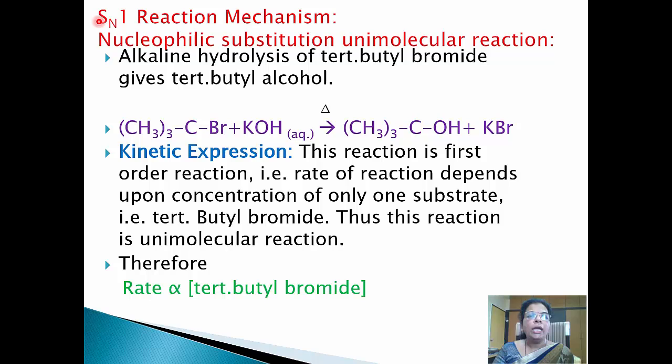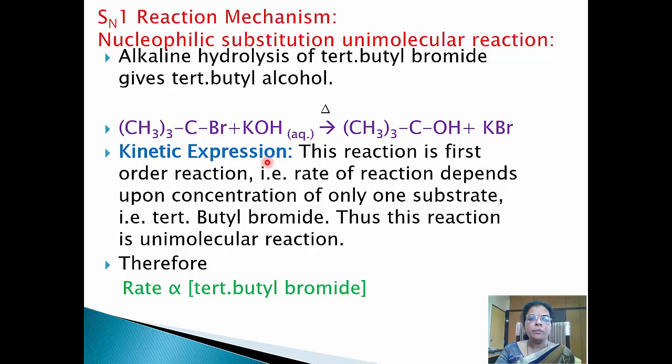Now we are going to see the SN1 reaction mechanism, that is nucleophilic substitution unimolecular reaction. An example of this SN1 reaction mechanism is alkaline hydrolysis of tertiary butyl bromide, which gives tertiary butyl alcohol. The reaction is (CH3)3CBr, that is tertiary butyl bromide. When it is boiled with aqueous potassium hydroxide, that is KOH, we get tertiary butyl alcohol, that is (CH3)3COH, plus potassium bromide, that is KBr.